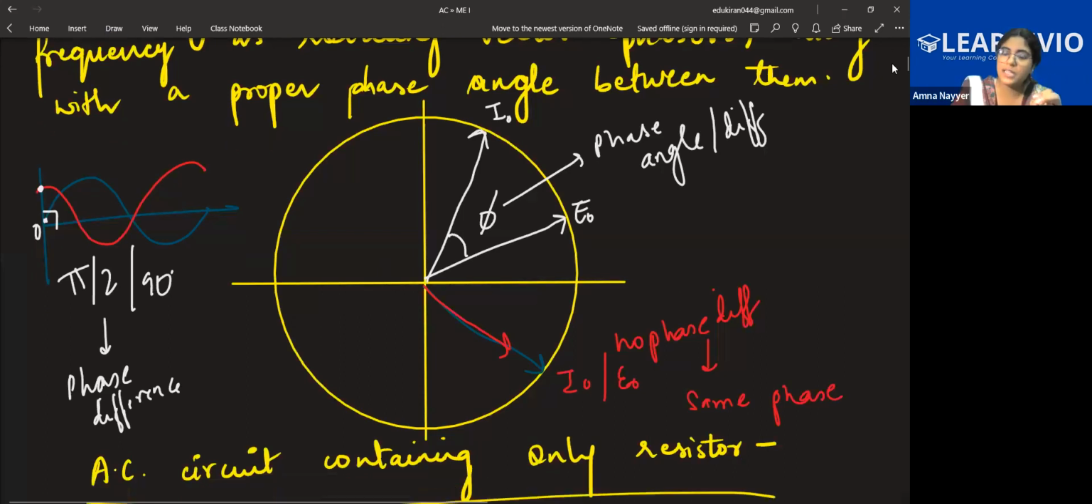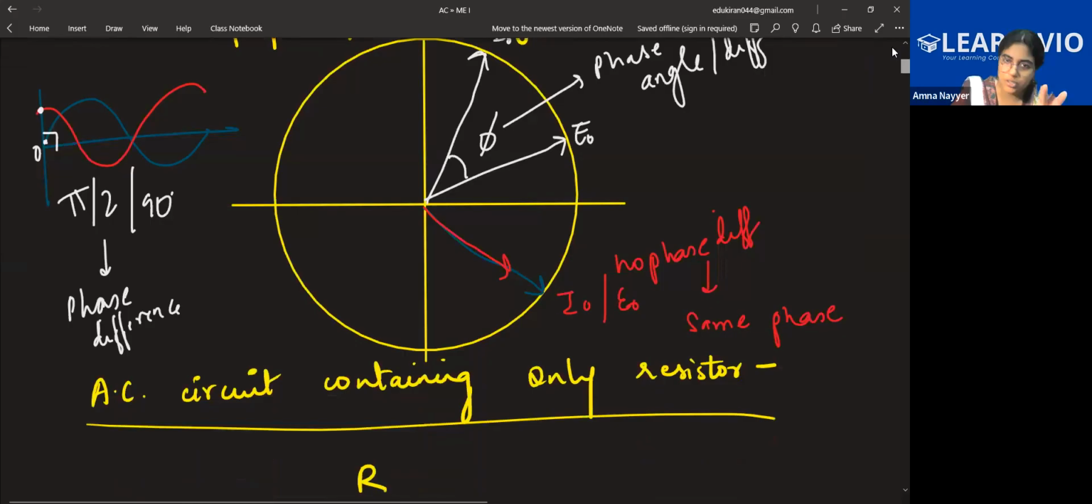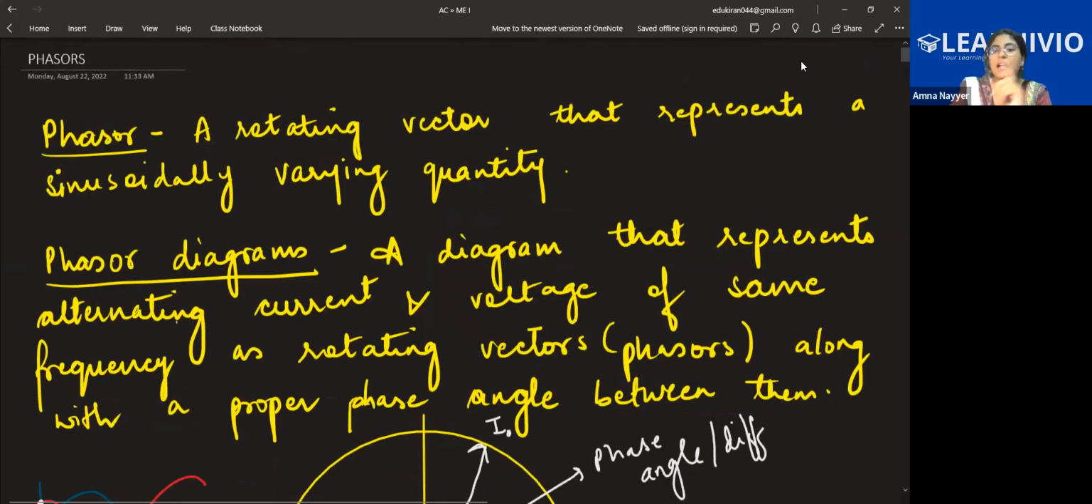Now this will be clear with the help of these circuits. First you write down these two. Then I'll start with AC circuits having only resistors.